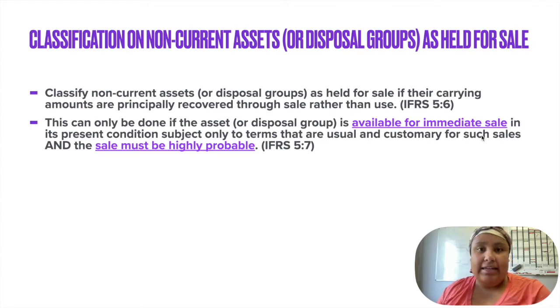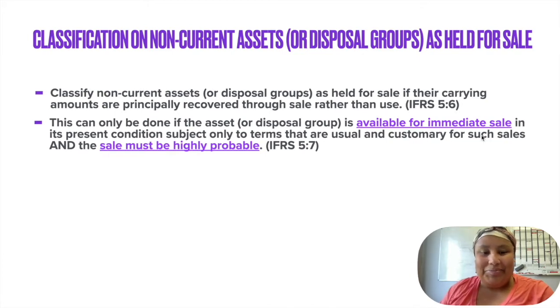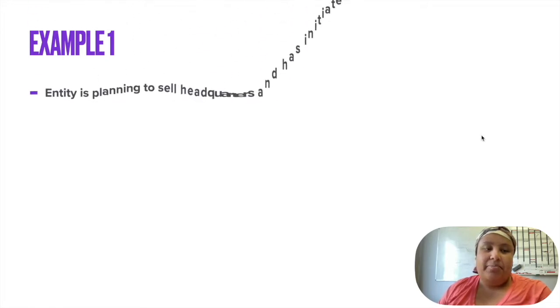Now, paragraph 8 gives us guidance as to what it means for a sale to be highly probable, but we're going to get there. Just wait a little longer. So before we get there, let's look at examples in IFRS 5, in the illustrative examples, to really look at whether we satisfy the criteria of it being available for immediate sale and the sale being highly probable. So we're going to look at 3 examples, and the first one is example 1.